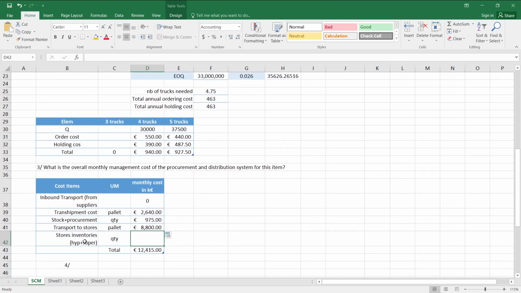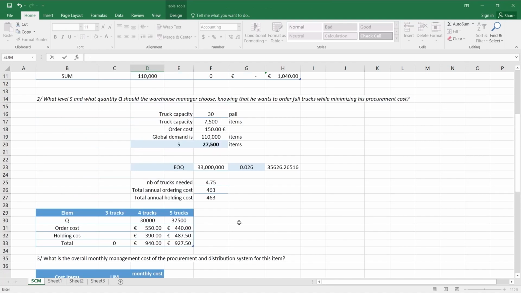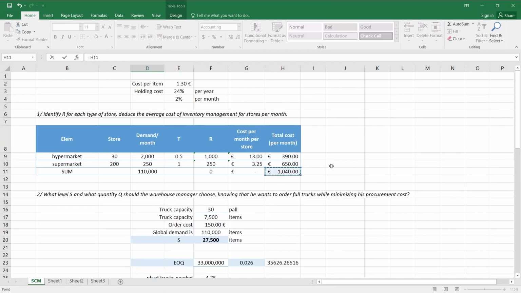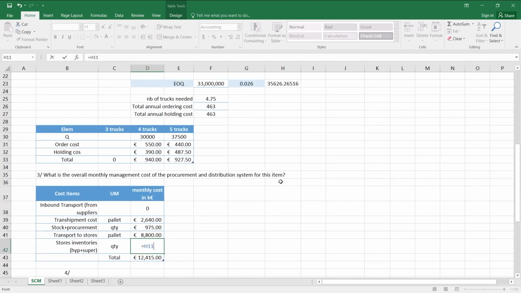And now finally for the store's inventories, we have already calculated this one. We are going to simply copy the total cost per month that we have already calculated here.